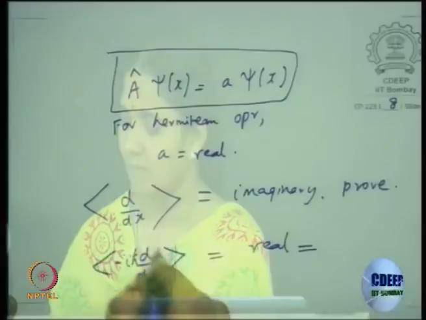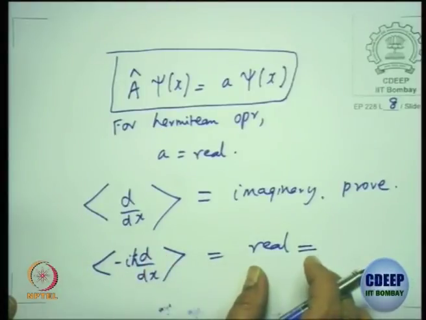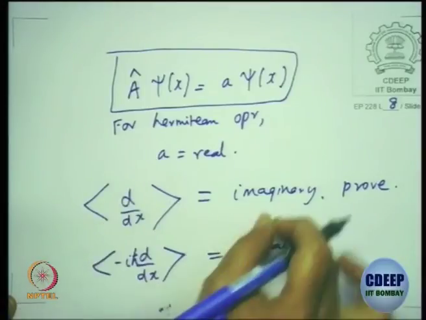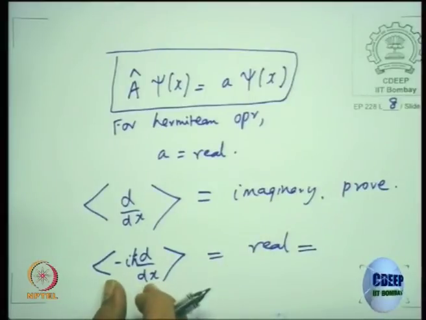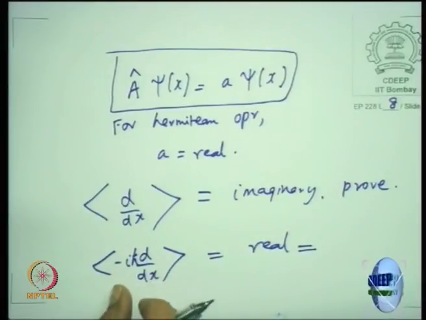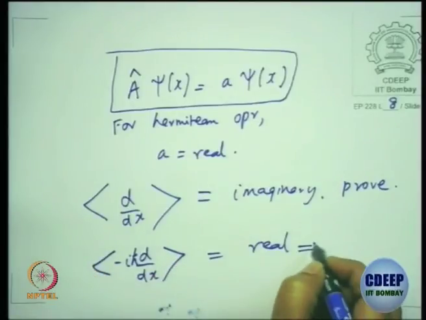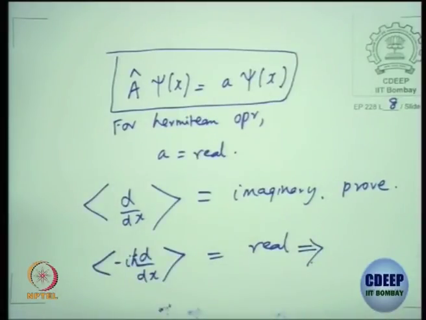So, if you want to call something an observable, the expectation value of the operator should be real. The d by dx operator's expectation value is not real, it is imaginary. So, for you the momentum operator is minus i h cross del by del x, because that expectation value will be real. I will do this on Wednesday after you come back from your break, and then I will tell you the hermiticity condition. Okay. Let me stop here.